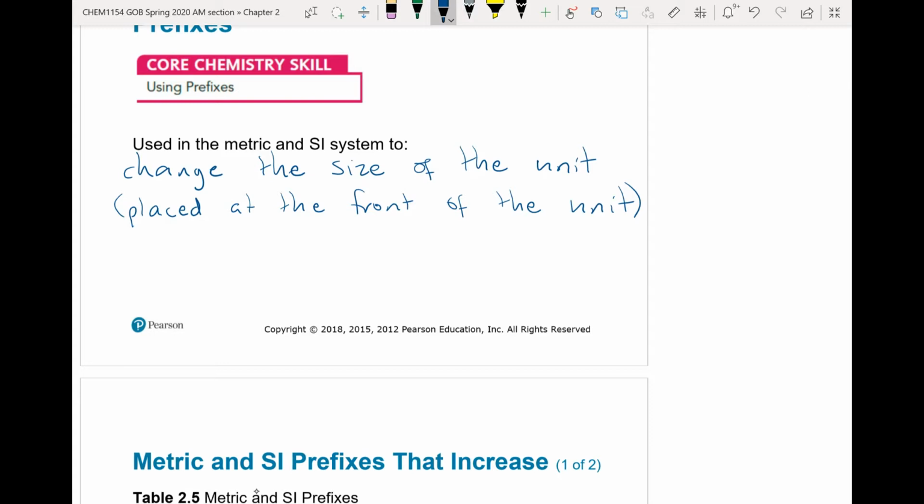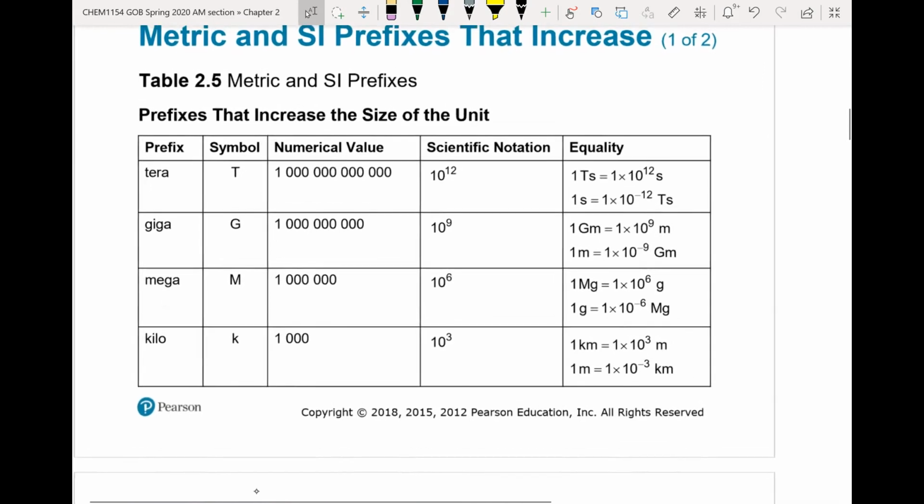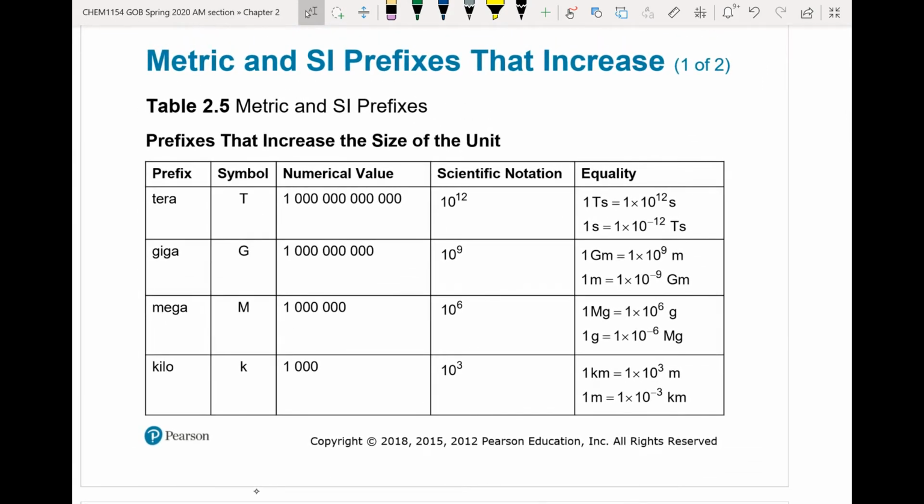There are many metric prefixes that you are going to encounter. Your book doesn't give you all of them. It gives you lots of them, but not all of them. And out of those, we're going to take a look at a few that we're going to see most frequently, and we'll highlight the ones that you need to know for this class. So just like with the base units for the different quantities, there are several of these that we're going to have to know.